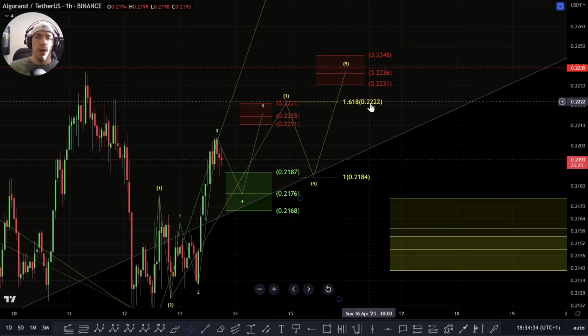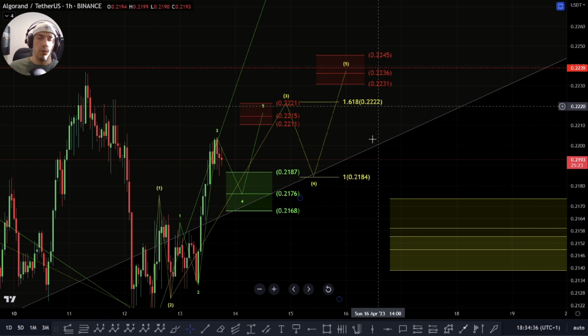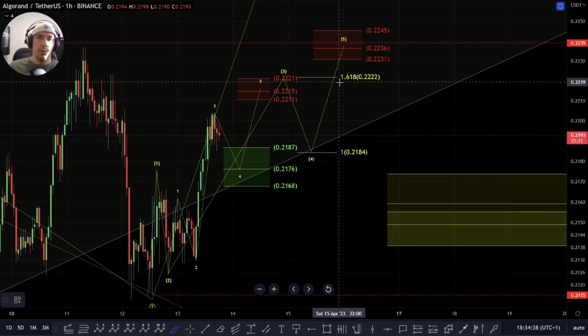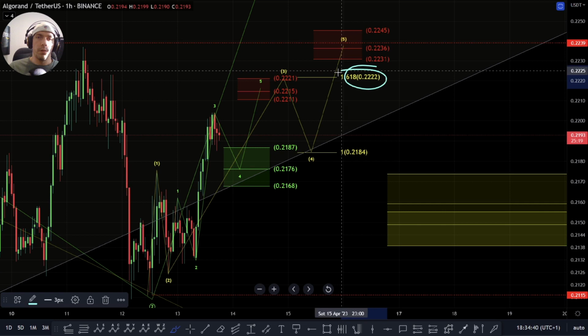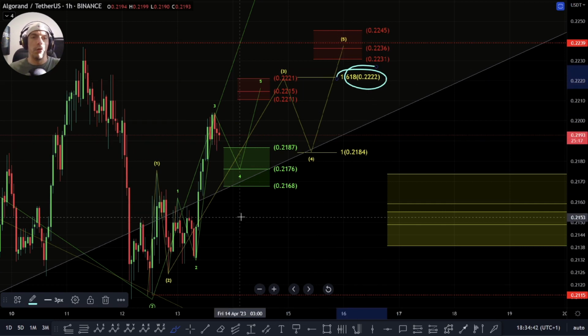So the 1618 here would be this 2222. So basically, this is going to be the key zone I want to see us cross for us to continue looking at this bullish count.